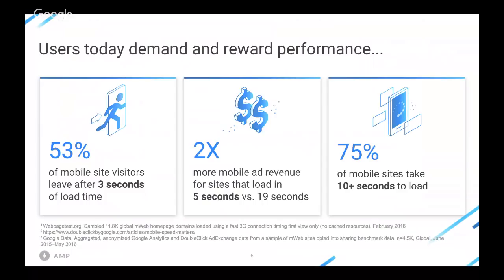And again, we see there is 2 times more mobile ad revenue for sites that load in 5 seconds versus sites that may take a longer while, say 19 seconds or something. And last but not least, despite over half of the users abandoning slow sites, over 75% of mobile sites still take more than 10 seconds to load on a 3G connection. We may be right now in an LTE world, a 4G world, but there are still a lot of connections that are slower speed. So you always want to make sure to optimize your website for users that have the slowest internet connection.